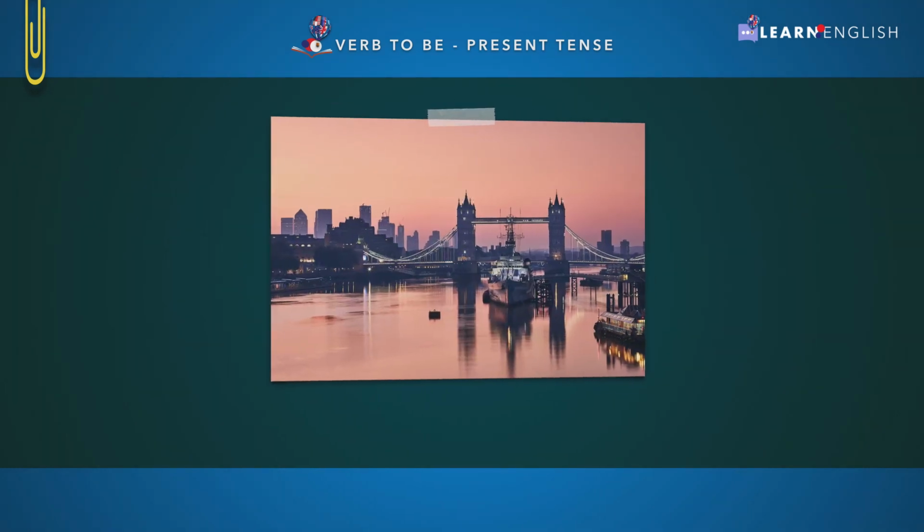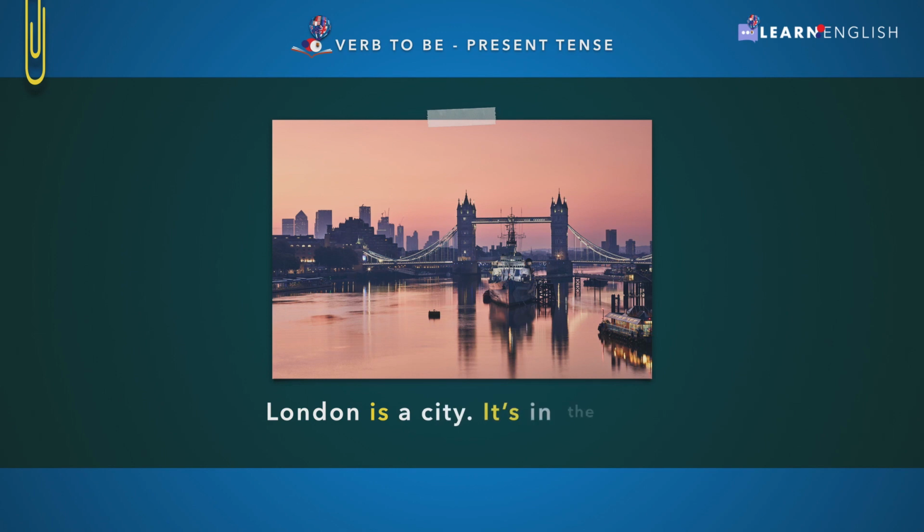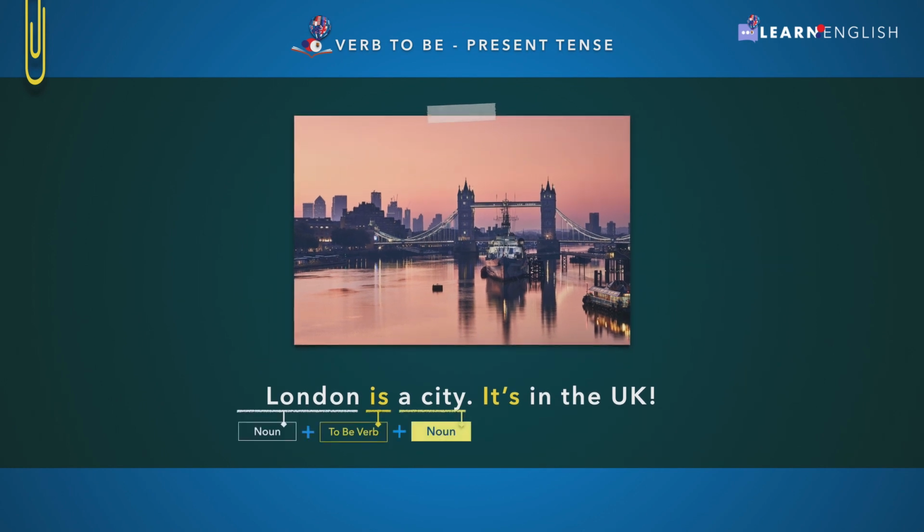Let's see a singular example now. London is a city. It's in the UK. As we are talking about the same noun, in this case London, we can use it. If we want to highlight the structure again, we can see the same simple structure: noun, verb to be, and a noun again.